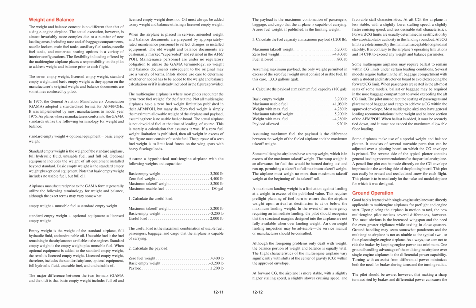The pilot must direct the seating of passengers and placement of baggage and cargo to achieve a CG within the approved envelope. Most multi-engine airplanes have general loading recommendations in the weight and balance section of the AFM/POH. When ballast is added, it must be securely tied down, and it must not exceed the maximum allowable floor loading. Some airplanes make use of a special weight and balance plotter.